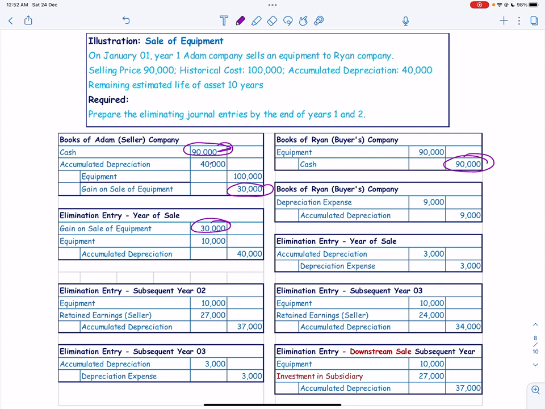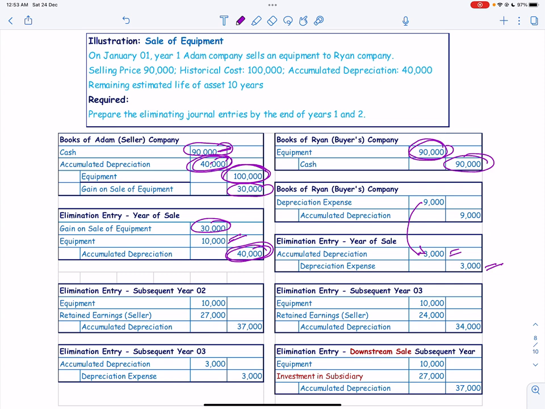Ryan debited equipment by 90,000 and Adam credited equipment by 100,000. So to re-establish equipment at its original cost, we should debit equipment by 10,000 and we need to re-establish accumulated depreciation. So we are crediting the accumulated depreciation by 40,000. Now there is an overstatement of depreciation by 3,000 in Ryan's book. So depreciation expense should be credited by 3,000 and accumulated depreciation debited by 3,000.